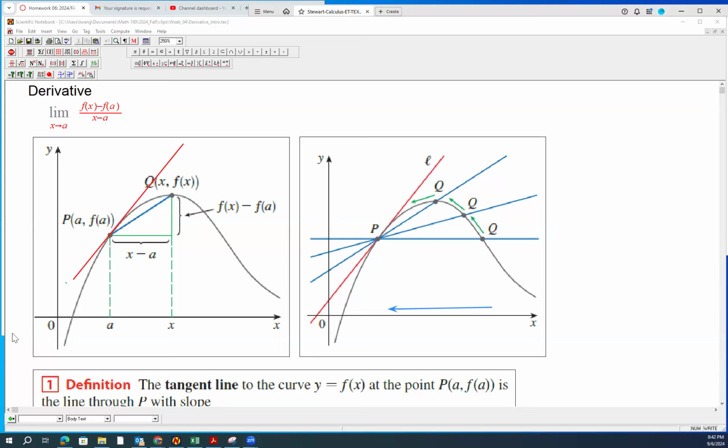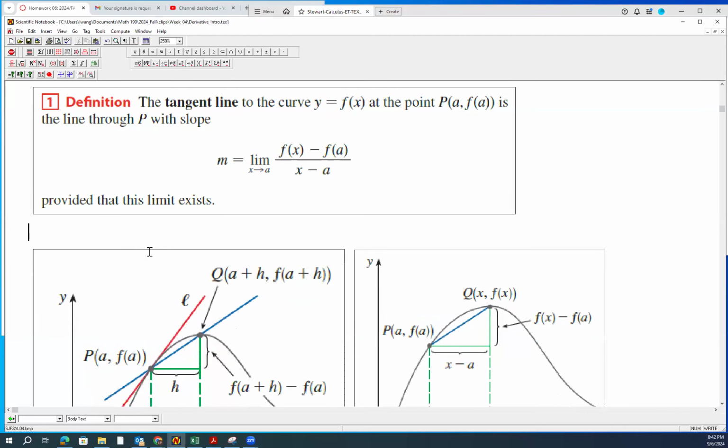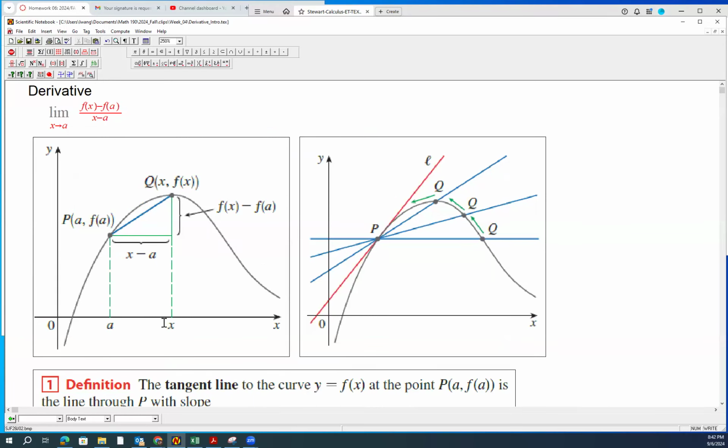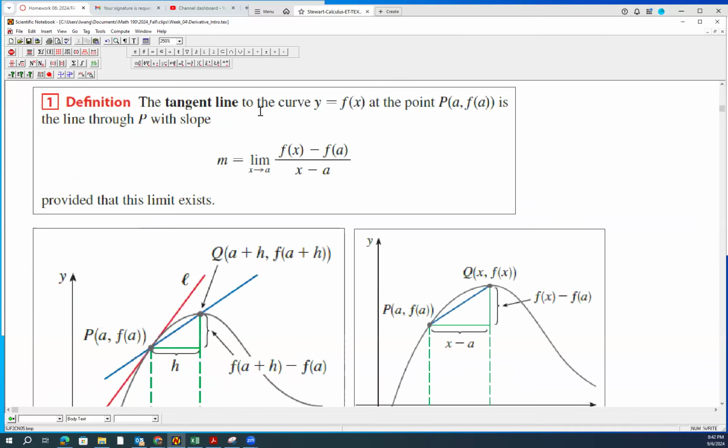All right, so let's move forward. Here's the definition. The tangent line to the curve at that point is a line through P with the slope given by this limit, if the limit exists. Now there are some variations of this definition. For example, in the previous picture, we used x minus a, f(x) minus f(a), so rise over run.